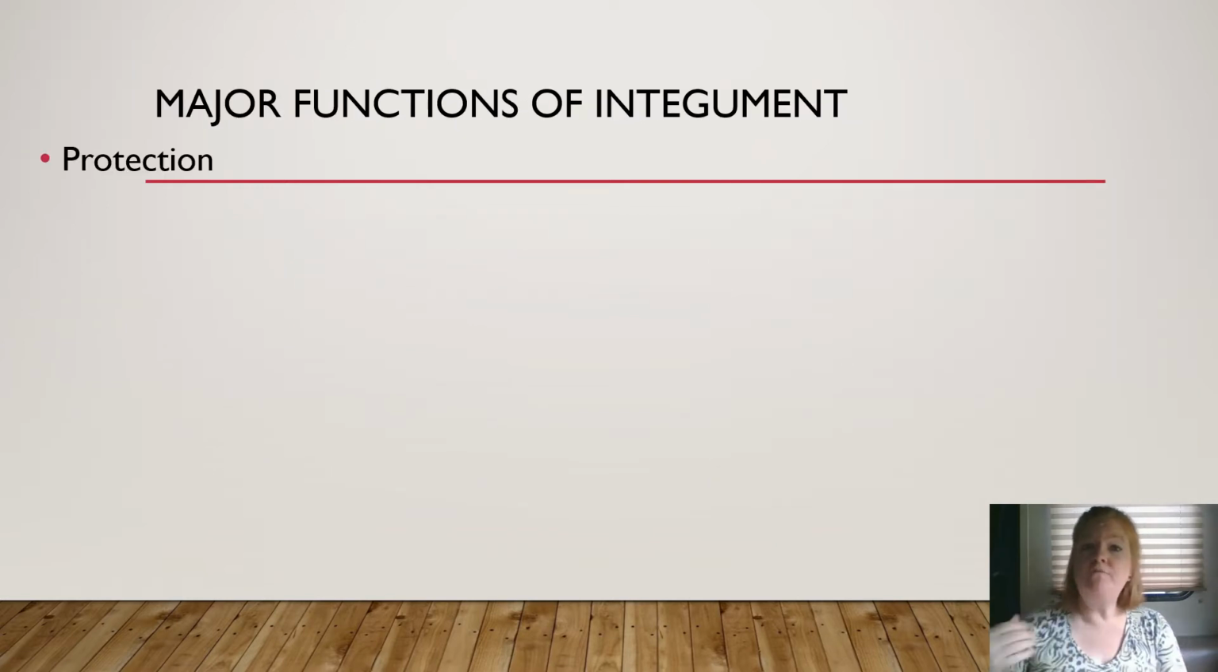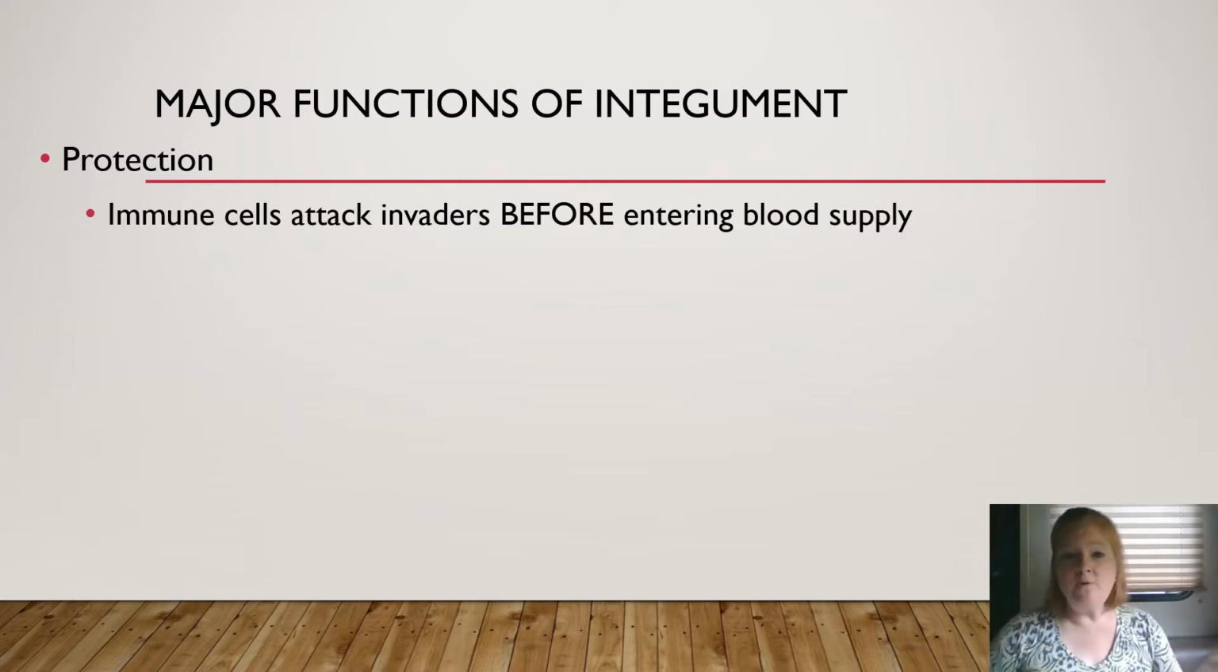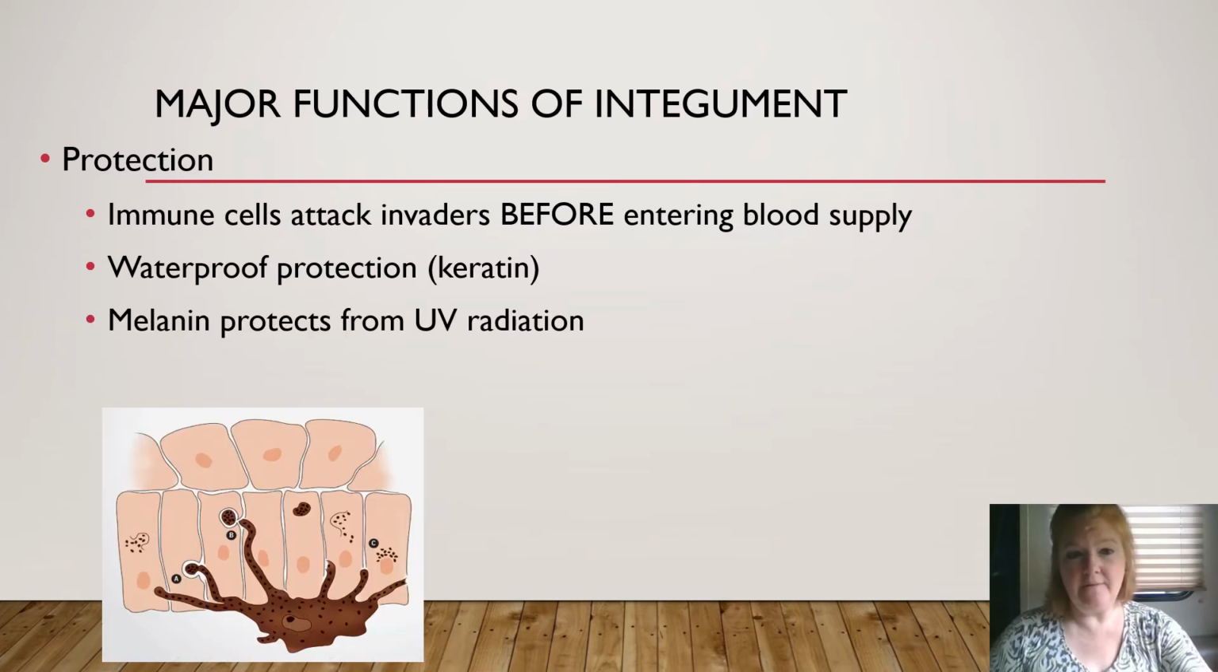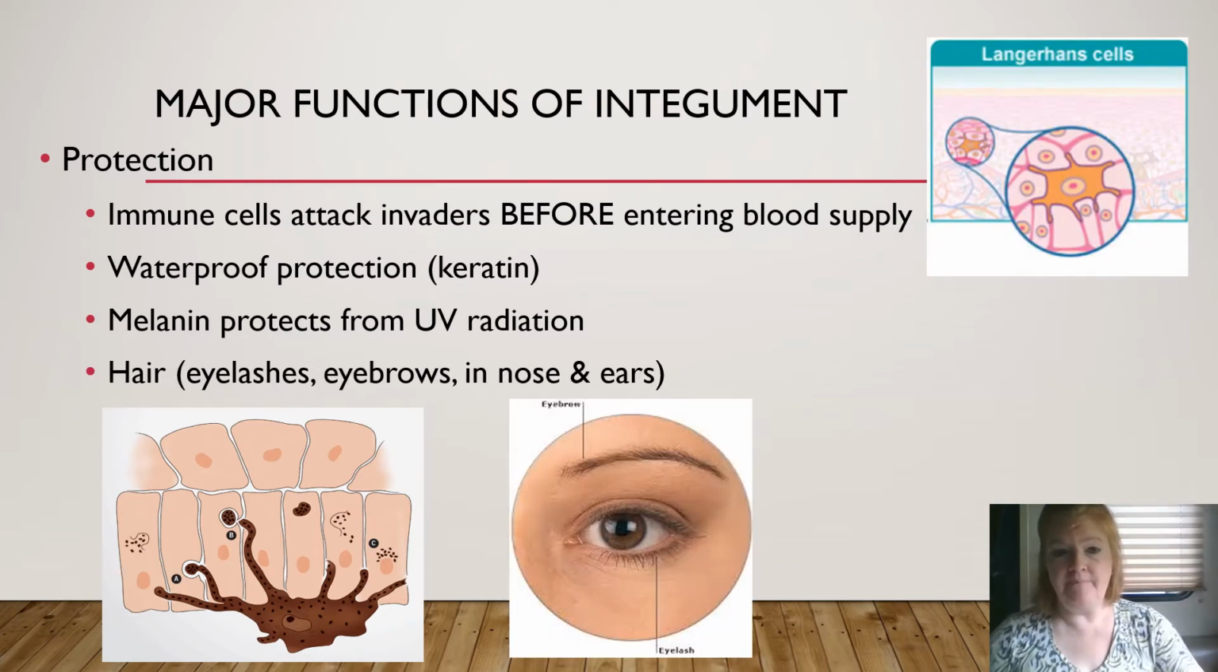What are the major functions of the integument? Protection. So immune cells attack invaders before they can enter the blood supply. There's waterproof protection from the protein called keratin. Melanin protects from UV radiation. And hair, like your eyelashes, your eyebrows, the hair in your ears, the hair in your nose, also provides some protection.